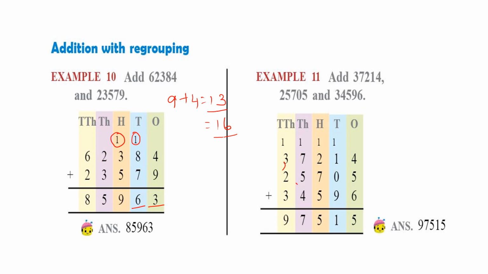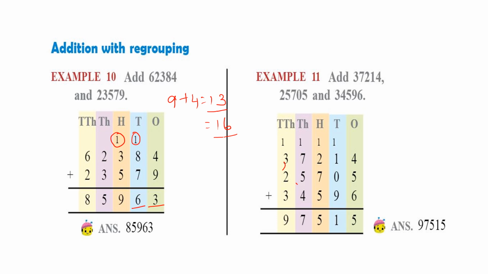3 plus 2 is 5. Then we move on to 10,000s place, that is 2 plus 6 is 8. Right? Now the answer is 85,963. Let us move on to the next example. Add 37,214, 25,705 and 34,596. Right? First we write the place value on top.